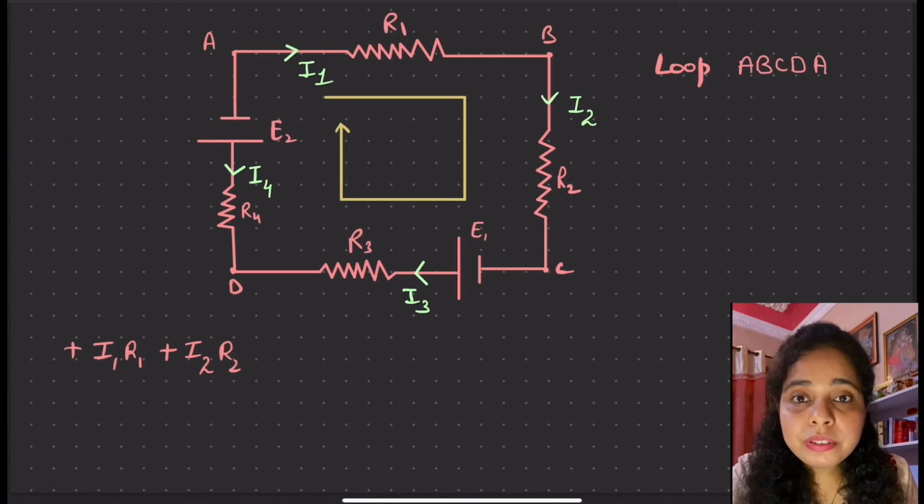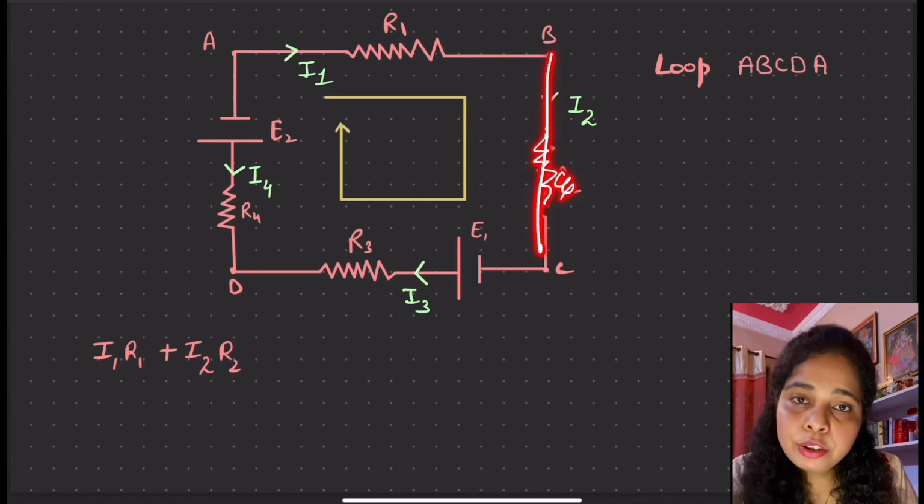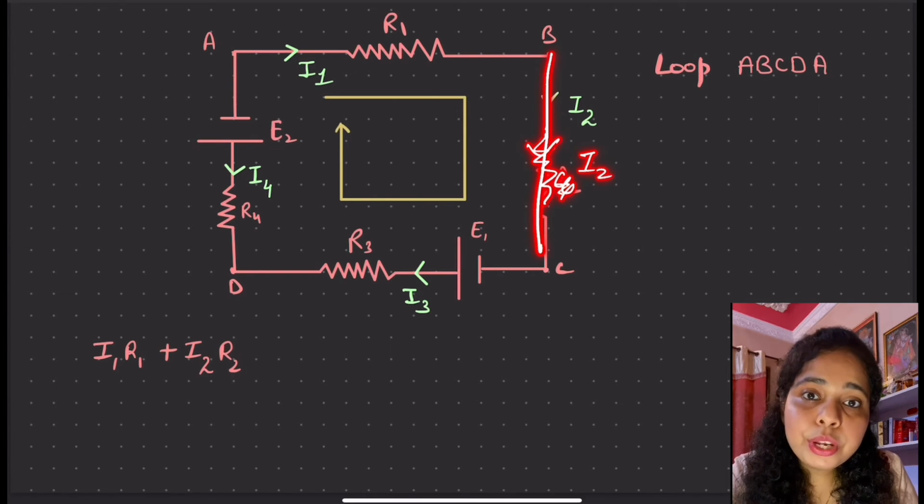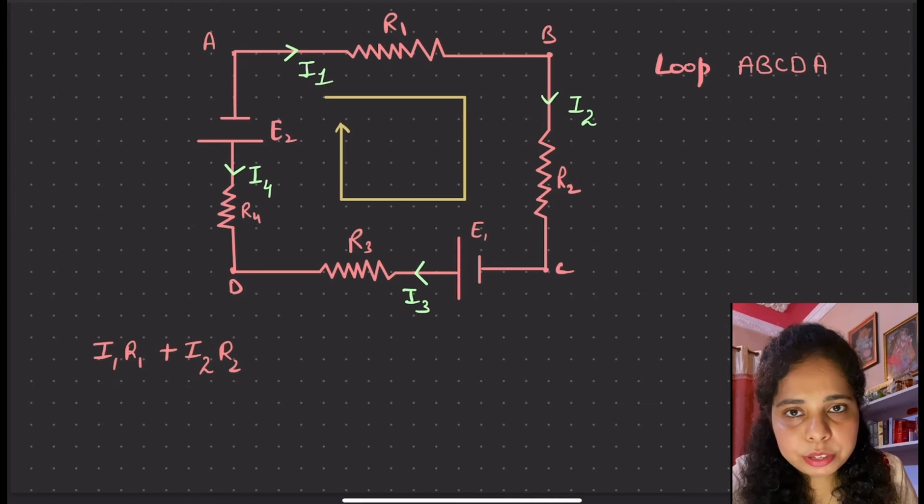If there is no resistor in branch B to C, but I2 current is flowing through BC, in that case we will write 0. So we can write I1 R1 or I2 R2 only when we are having a current flowing through a resistor. If there is no resistor in a branch of the loop, then we will mark it as 0.